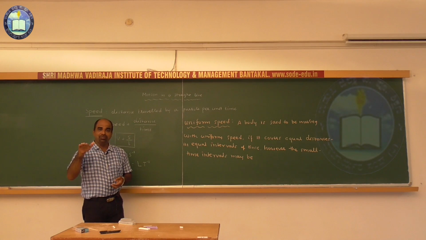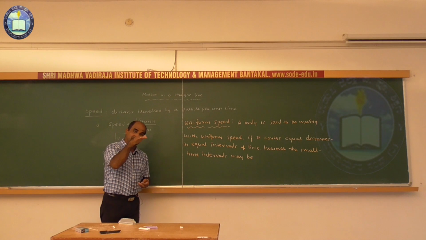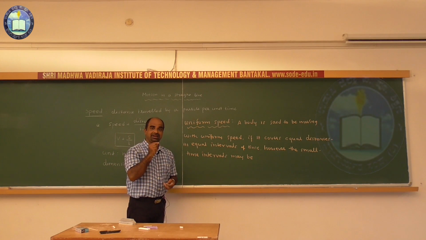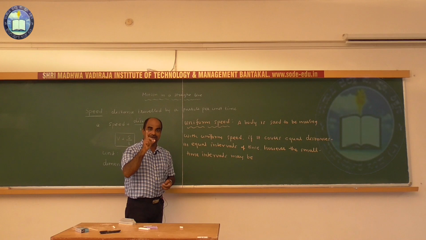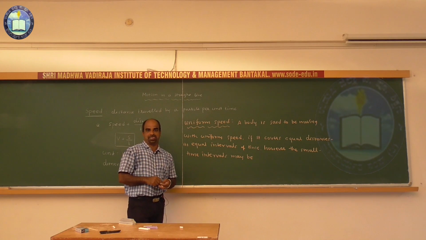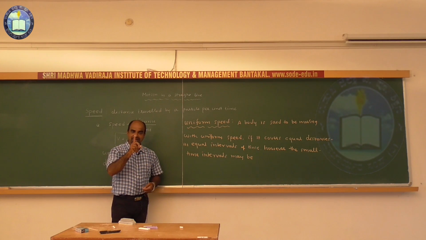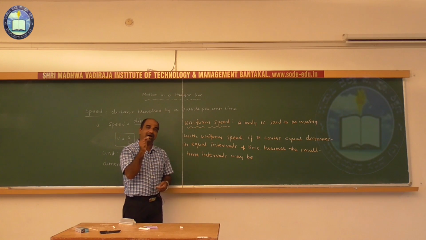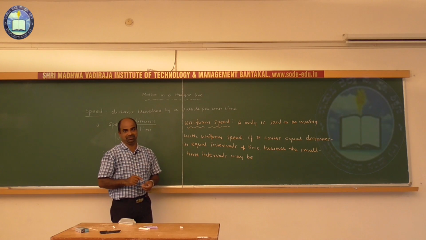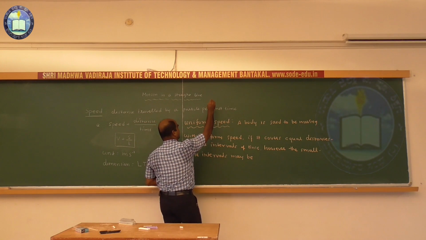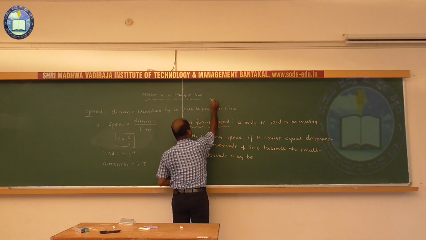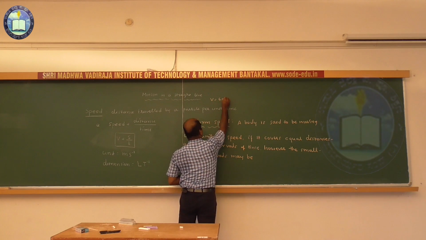For example, a car moving with speed 60 km per hour. It says that the car travels a distance of 1 km in each 1 minute. Speed of 60 km per hour means it covers a distance of 1 km in each 1 minute. Then the speed of the car is said to be uniform speed.